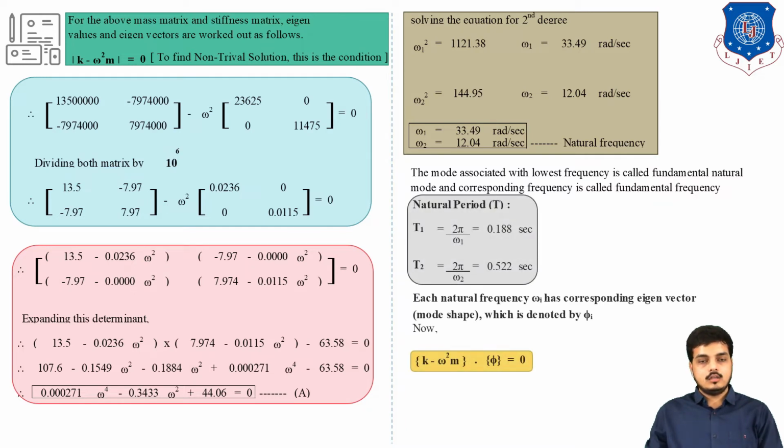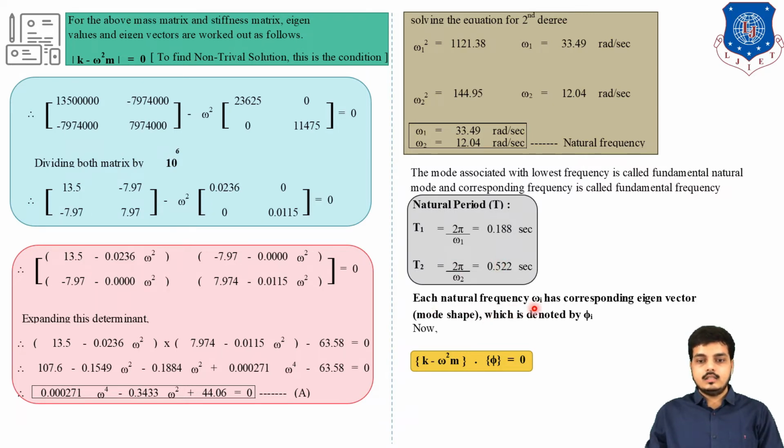Now, after finding the natural frequency, we will find its time period. The formula for time period is nothing but 2 pi by omega. So for time period 1, it will be 2 pi by omega 1, and for time period 2, it will be 2 pi by omega 2. So I will get my time periods as 0.188 seconds and 0.522 seconds. This will be helpful in upcoming examples. I will show the details of its use in upcoming slides.